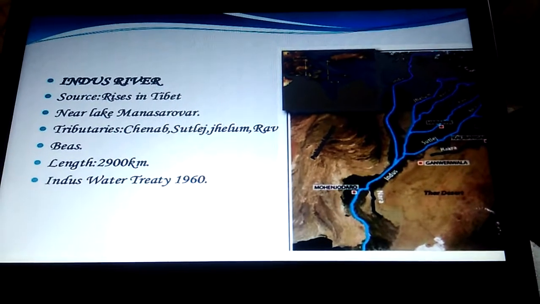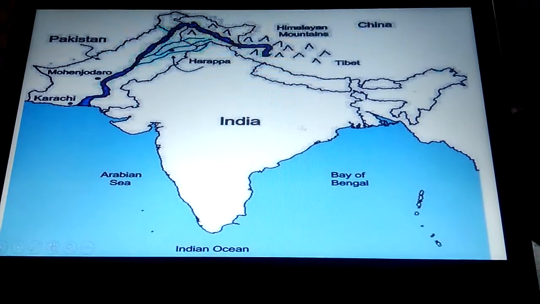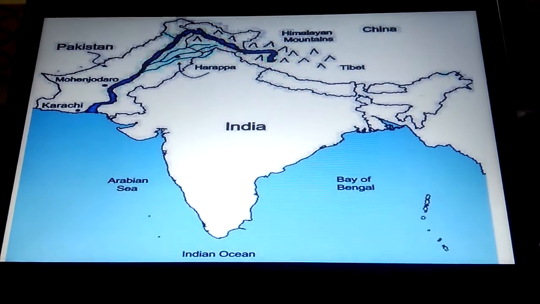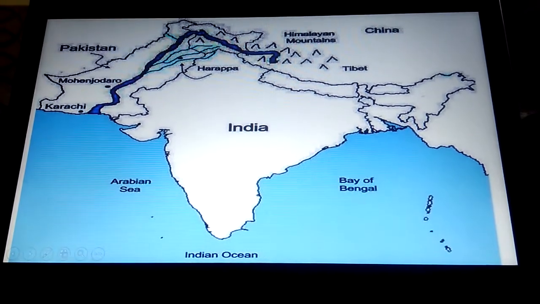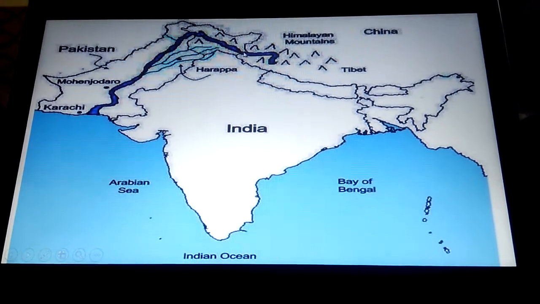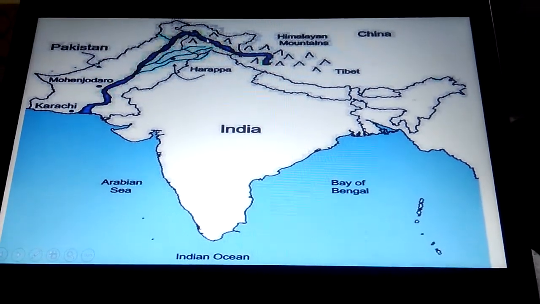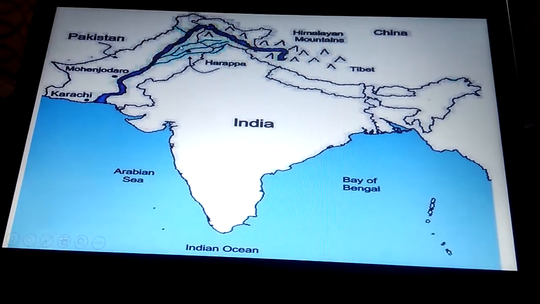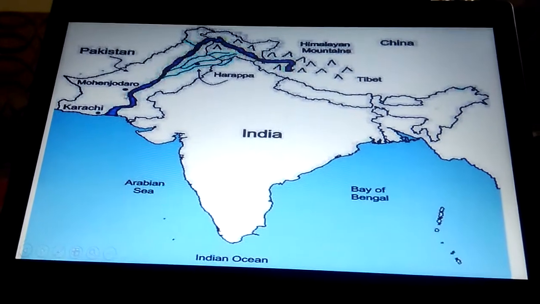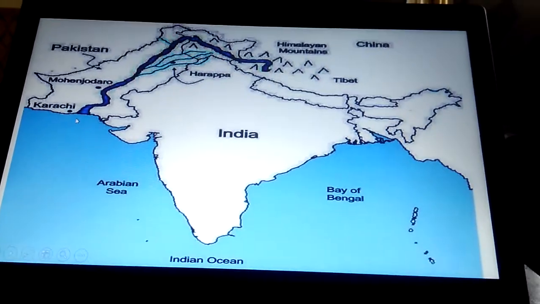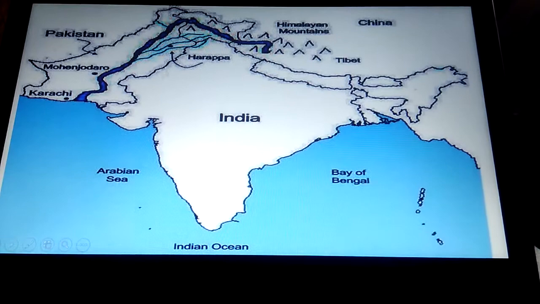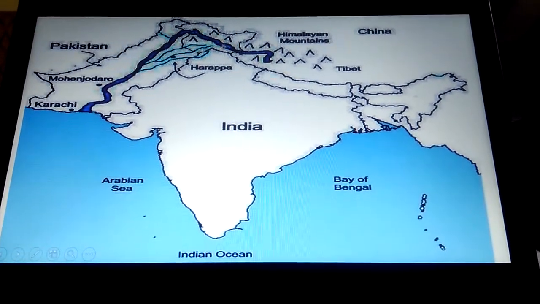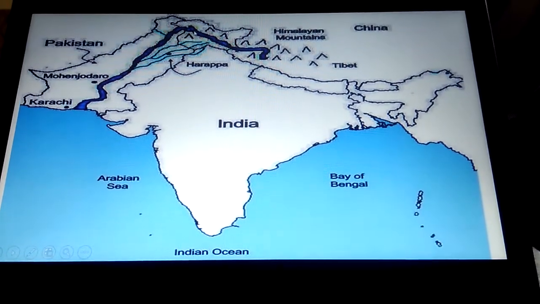If we look at the map of the river Indus, the Indus originates from China, from Tibet, from the Mansarovar Lake. From the Mansarovar Lake, the river comes to Jammu and Kashmir, and from Jammu and Kashmir, the river moves to Pakistan and provides a large amount of water to Pakistan, and ultimately puts its water in the Arabian Sea. Now, if we talk about the Indus river system, the total length of the river Indus in India is very less.